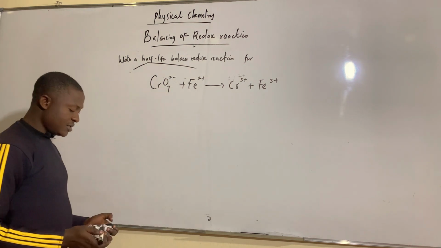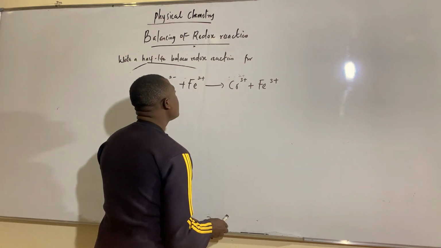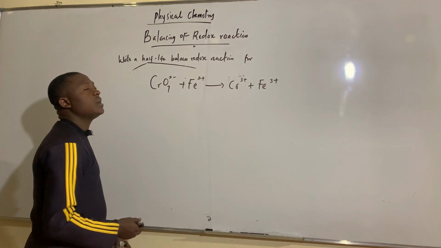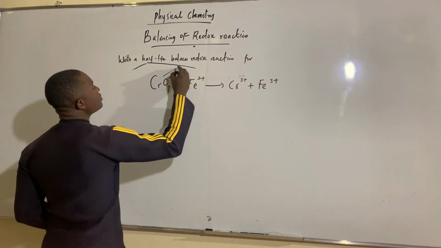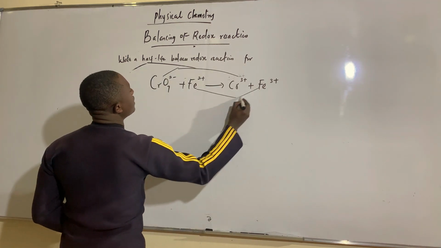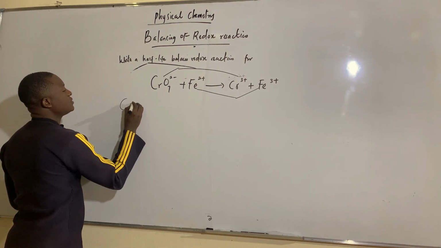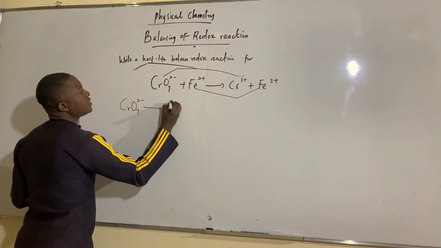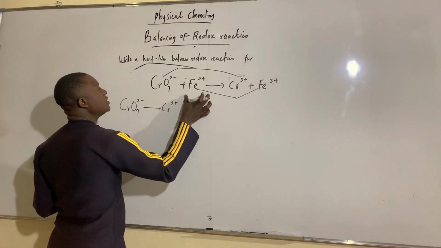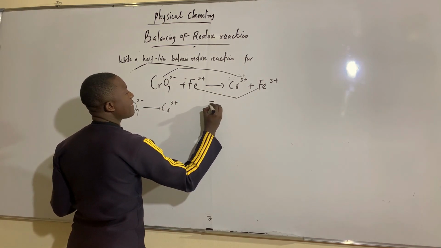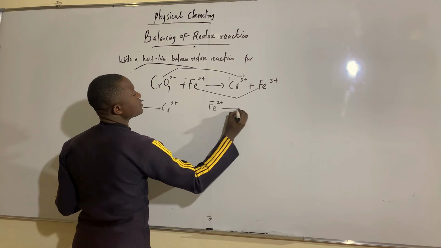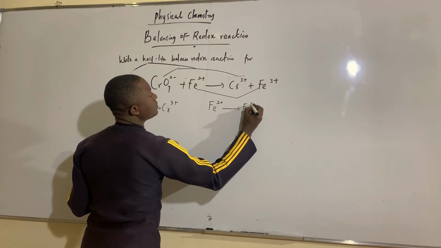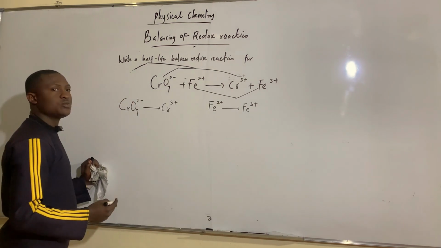So I told you the first thing is to balance chromium for chromium, and at the same time iron for iron. So that is Cr2O7 2 minus to Cr3 plus. Now the other one is iron 2 plus to iron 3 plus here. So now I want to break it down into the two half reactions.